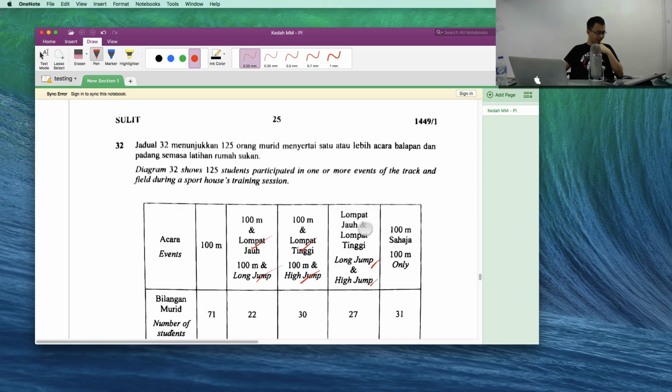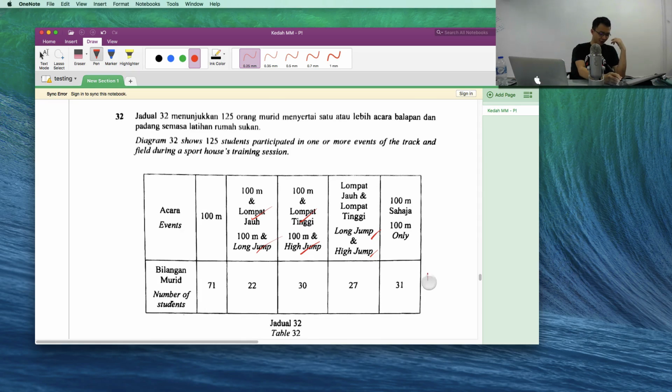Total is 125, so that means the sum here is 125. So participate in all the events. 125 students participate in one or more of the events of the track and field during the sports house training session.